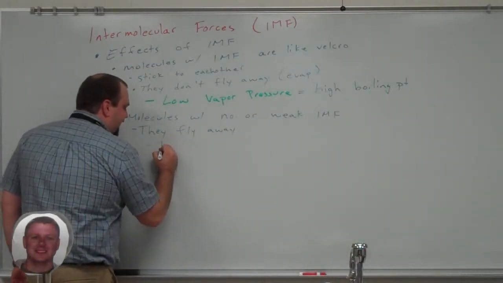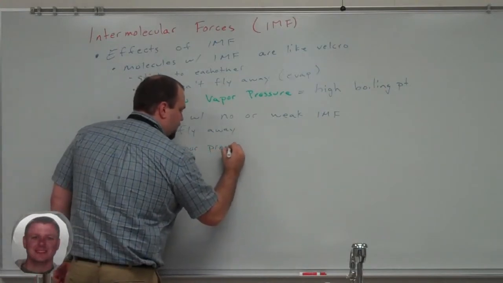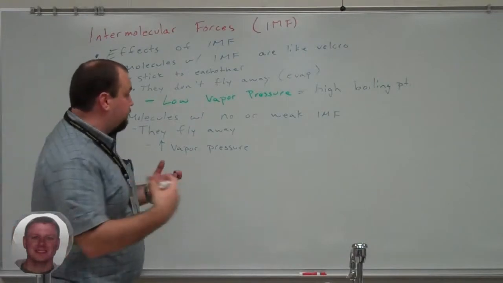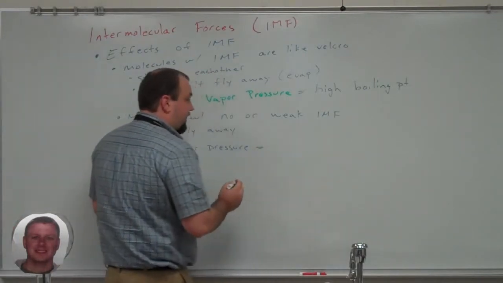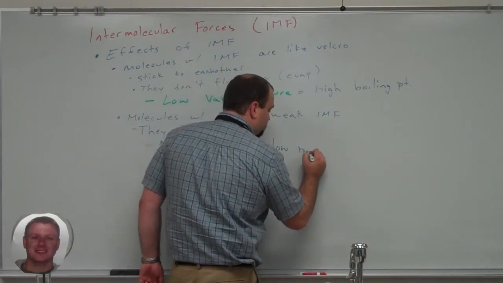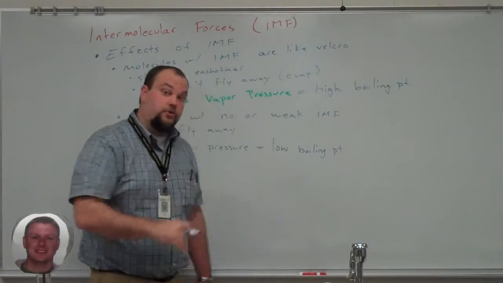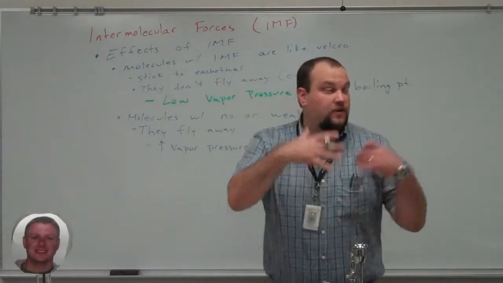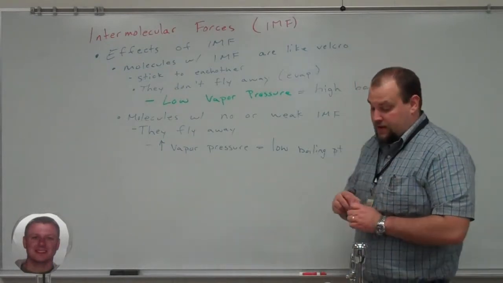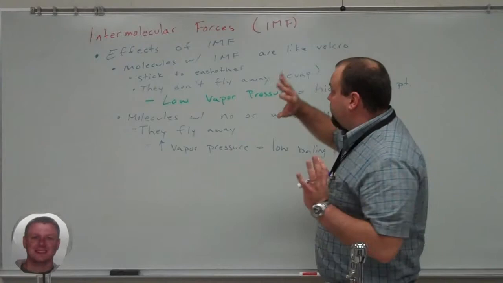They have a high vapor pressure, meaning at room temperature there's a lot of vapor and a lot of pressure. And since there's a lot of vapor and pressure, they probably have a very low boiling point. They may boil at negative 100 degrees. We're talking about gases like carbon dioxide or things like that. They may boil at very low temperatures. Okay? So that is intermolecular forces.